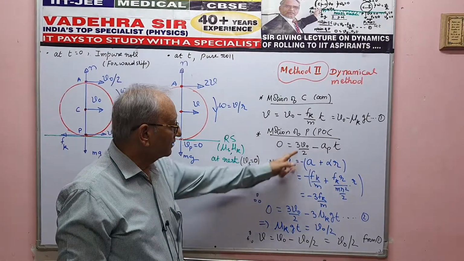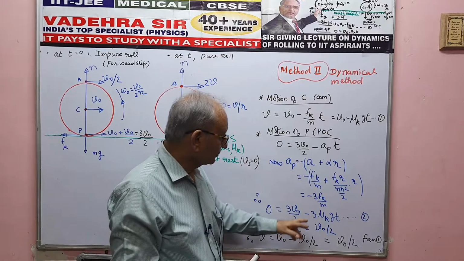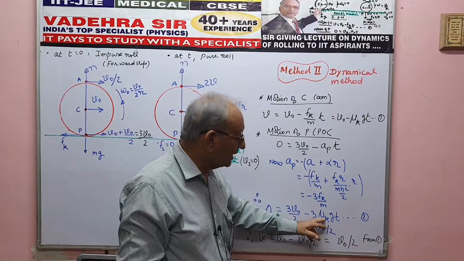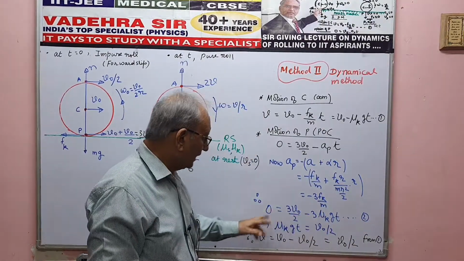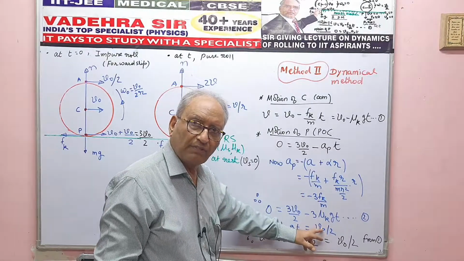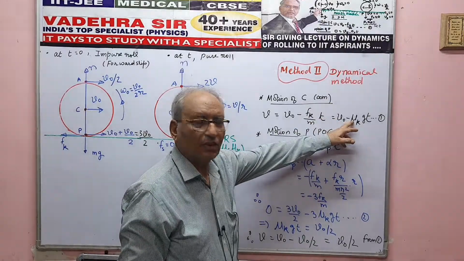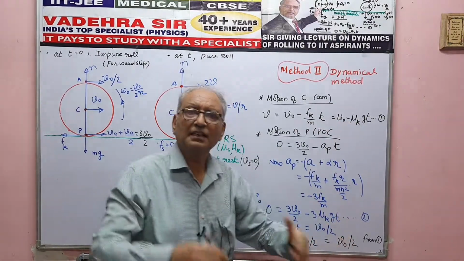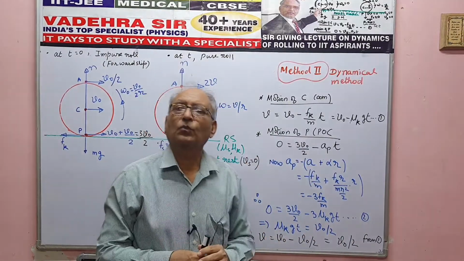So 0 is equal to 3 V naught by 2, and I replace AP. So minus 3 mu k g t, that is equation 2. From this I obtain mu k g t as V naught by 2. I put the value of mu k g t in equation 1. Look at this. So it will be V naught minus V naught by 2, and that gives me the same answer as before, that is V equal to V naught by 2.